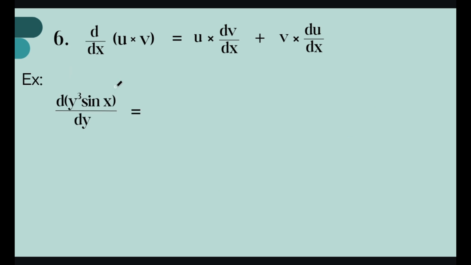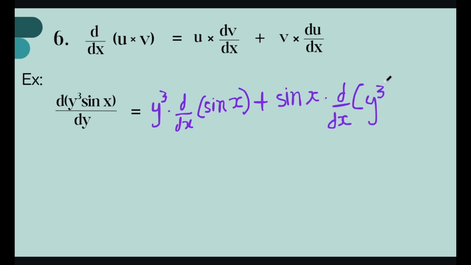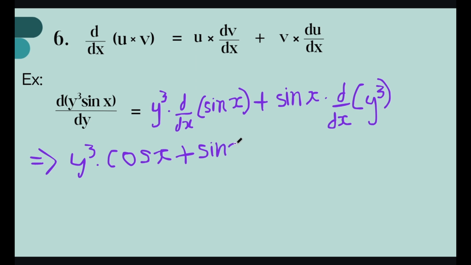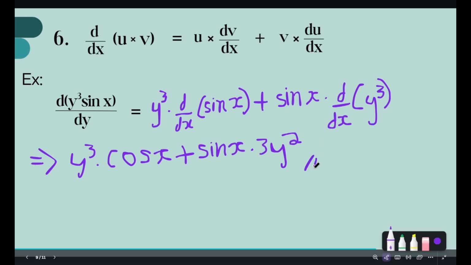Now looking at another example, first we write it out separately. Then on solving, y cube into d by dx of sin x equals cos x, plus sin x into d by dx of y cube, equals 3 into y to the power of 3 minus 1, 2, which would be the final answer.